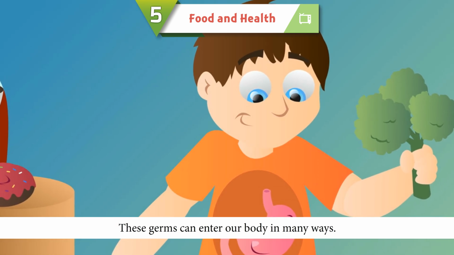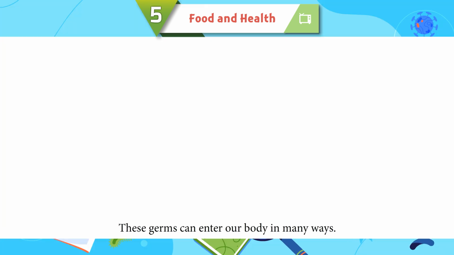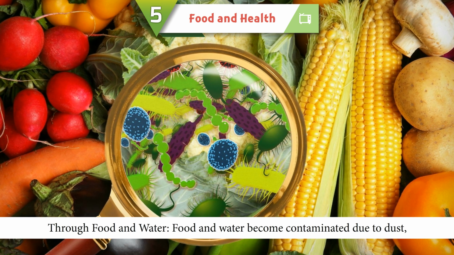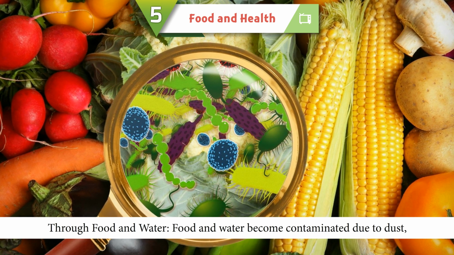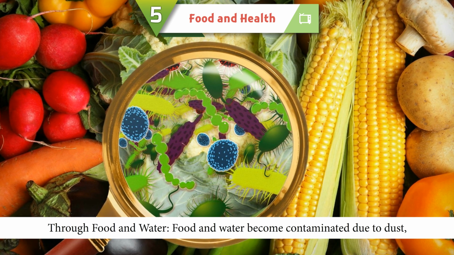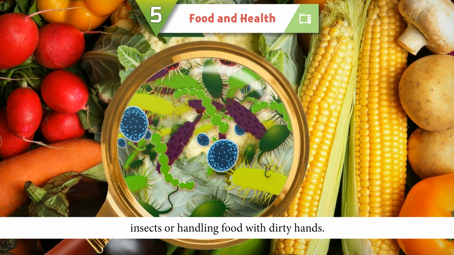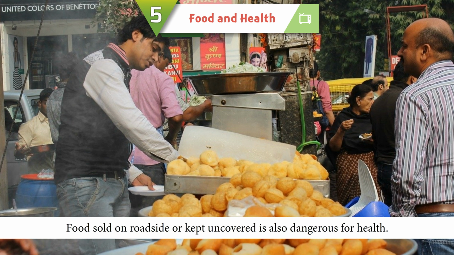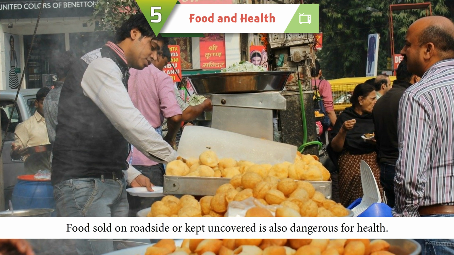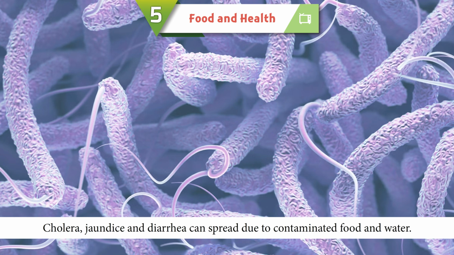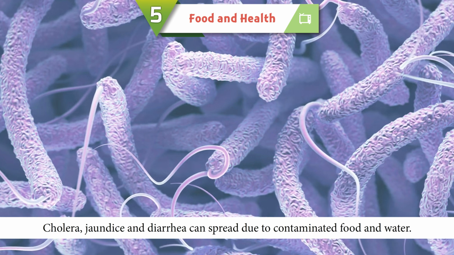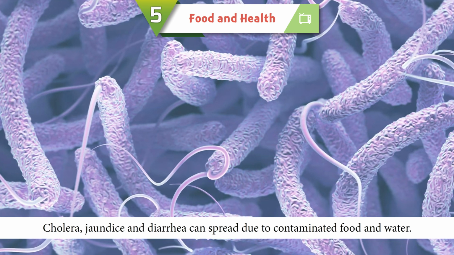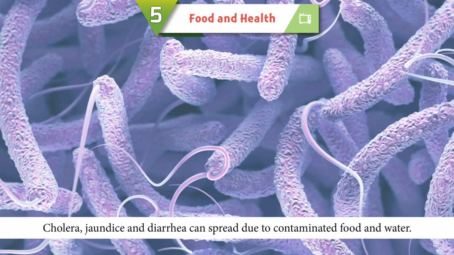These germs can enter our body in many ways. Through food and water. Food and water become contaminated due to dust, insects, or handling food with dirty hands. Food sold on roadside or kept uncovered is also dangerous for health. Cholera, jaundice, and diarrhea can spread due to contaminated food and water.